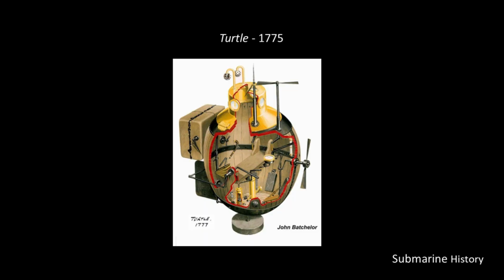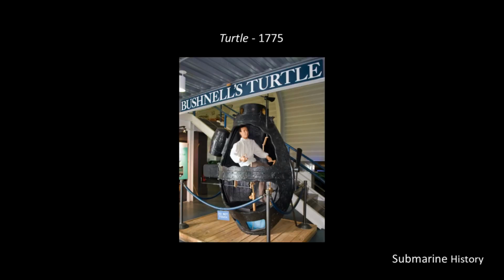So all these things Bushnell was experimenting with, he'd bring together to develop Turtle in 1775. And here it is, Turtle, a one-man submersible Bushnell designed and built in 1775 with the assistance of Isaac Doolittle, for the purpose of trying to break the British blockade of Boston Harbor. He mostly used his own money with some help from Doolittle and the state of Connecticut.